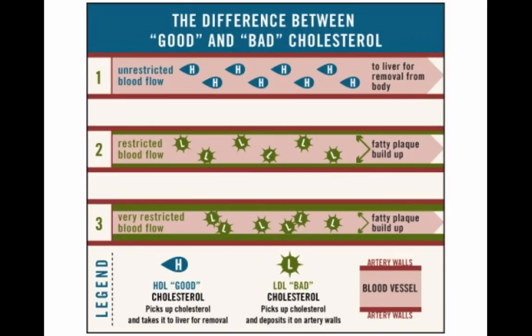There is a difference between your good and your bad cholesterol. Your good cholesterols are your HDLs, your high-density lipoproteins, and your bad cholesterol are your LDLs, your low-density lipoproteins. Your HDLs, which are the good cholesterol, pick up cholesterol and take it to the liver for removal. That's in the first image there. So there is unrestricted blood flow. Whereas your LDLs, the bad cholesterol, pick up cholesterol and deposit it on the artery walls. So if you're eating a lot of food that has bad cholesterol, then it will result in that fatty plaque buildup and will result in clogged arteries.